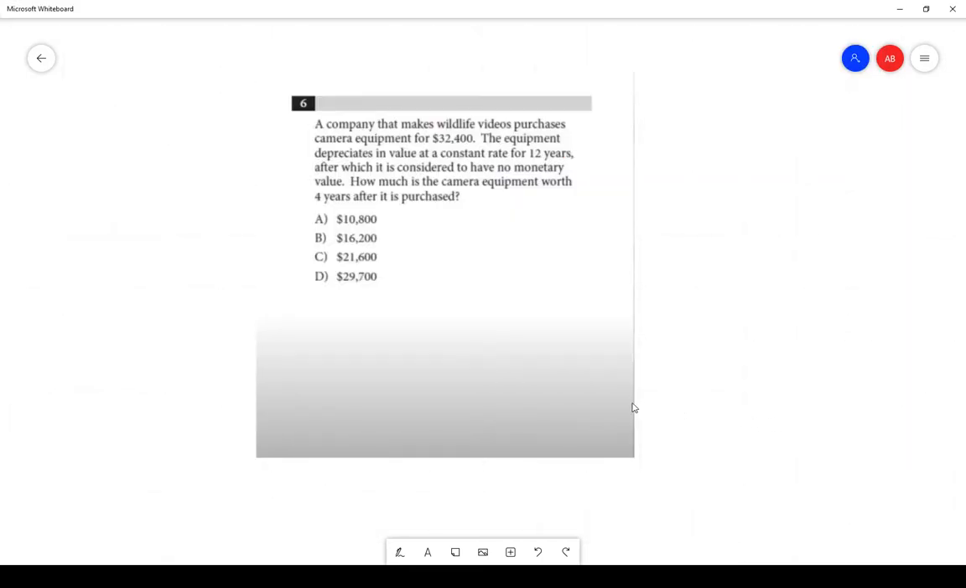Hello guys, in today's video I'm going to be going over this SAT question on the math no calculator section. So basically what this question asks is: a company that makes wildlife videos purchases camera equipment for $32,400. The equipment depreciates in value at a constant rate for 12 years, after which it is considered to have no monetary value. How much is the camera equipment worth 4 years after it was purchased?